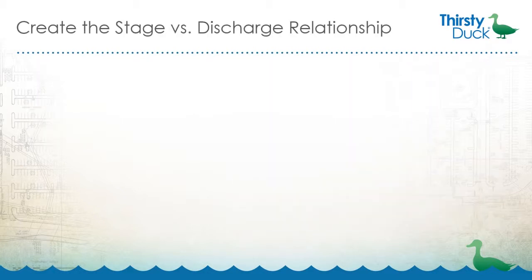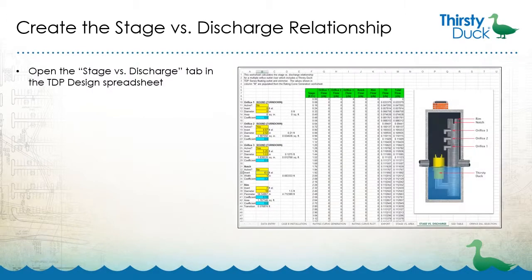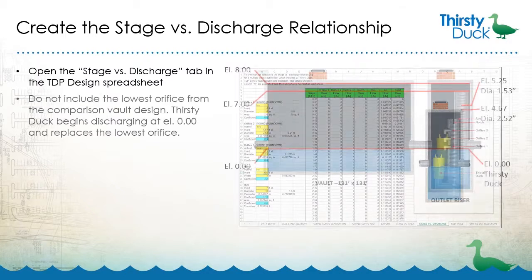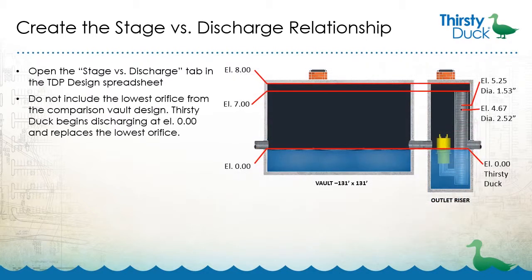Open the Stage versus Discharge tab in the TDP Design spreadsheet and enter the data for each of the orifices on the outlet riser. Do not include the lowest orifice from the comparison vault design. Thirsty Duck will have a discharge elevation of 0.00 and will replace the lowest orifice.